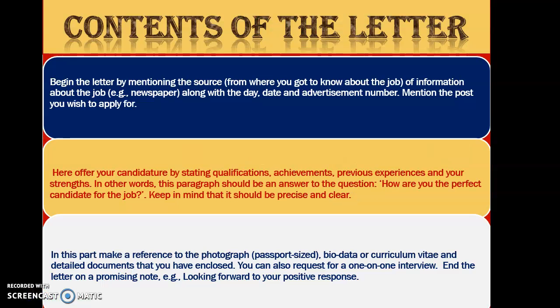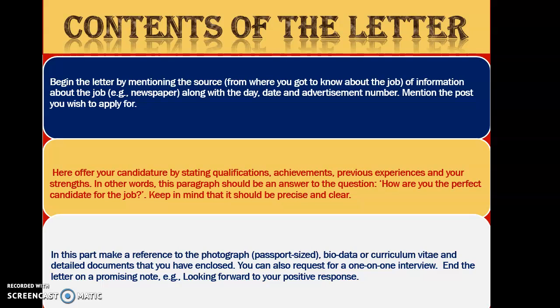Now, the contents of the letter. Begin the letter by mentioning the source from where you got to know about the job. That is, you refer to your information, along with the day, date, advertisement number, and also the post you wish to apply for.